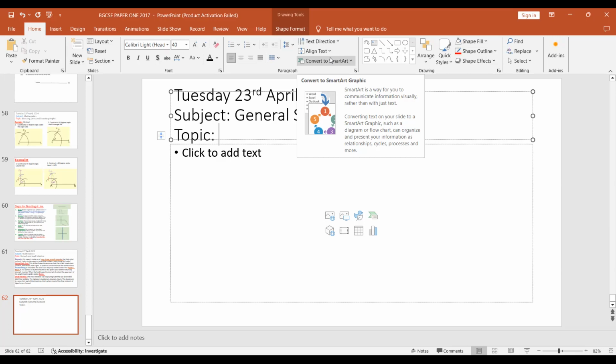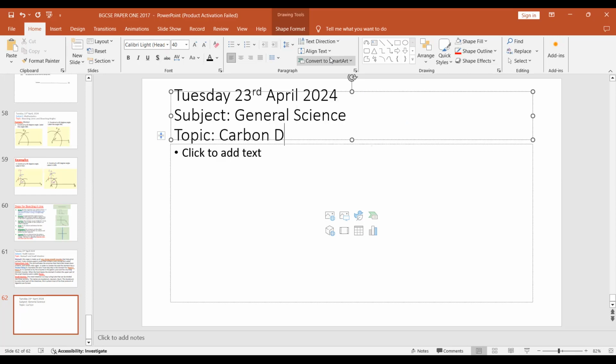So we're going to be looking at the properties of carbon dioxide, and how we can test for carbon dioxide, and get a general understanding of what carbon dioxide is and what it does, because they like to ask this question. So we're going to say carbon dioxide and its properties.